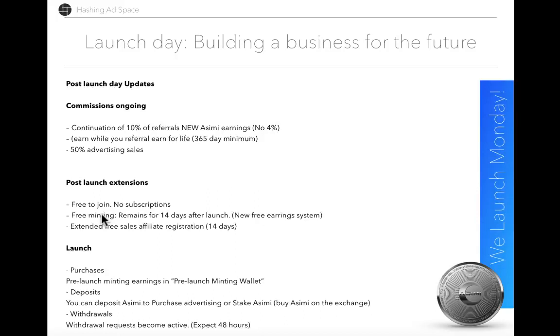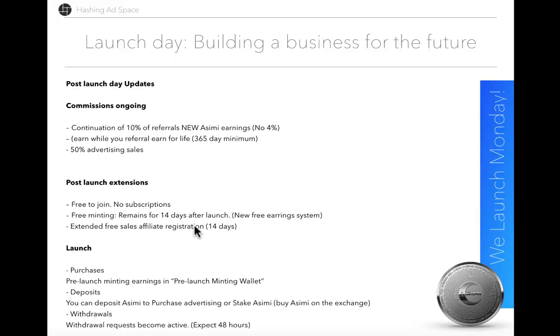So this is true to proof of stake, and we are going to allow it to run for an extra 14 days to get everybody up and moving. However, after that date, you will have had to stake at least one position in order to continue minting one ad. We are also going to extend the free sales affiliate registration.